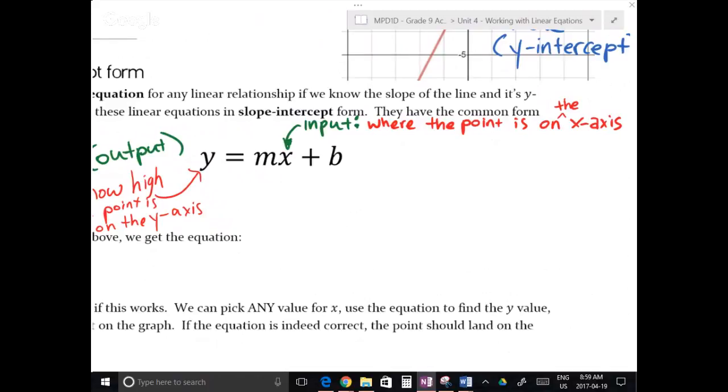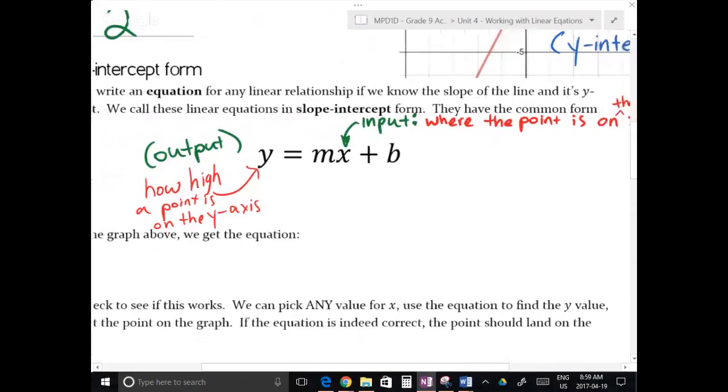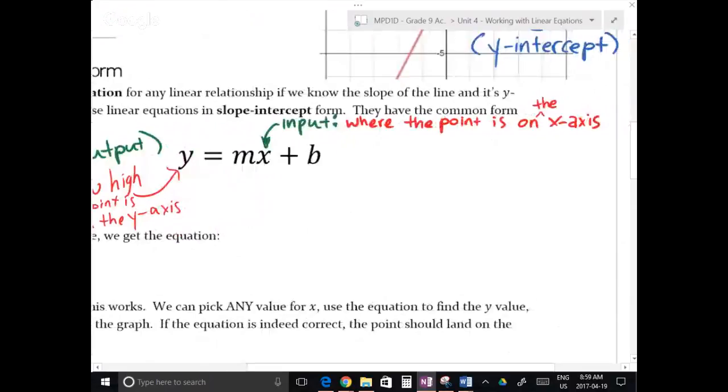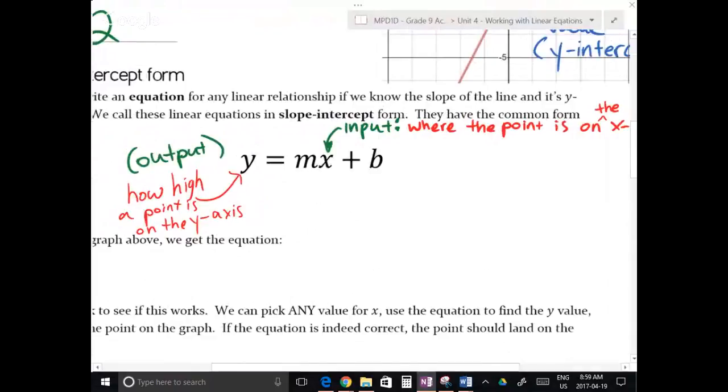How high was it? Okay, so the y is just going to be the output. That's how high the point is going to be on the y-axis. The x is what we are going to put in every time, and that is what the point is on the x-axis. But then there's two things, and these are both variables. They both change every time we use the equation. They're going to change depending on what x value I put in. Every x I put in is going to give me a different y value.